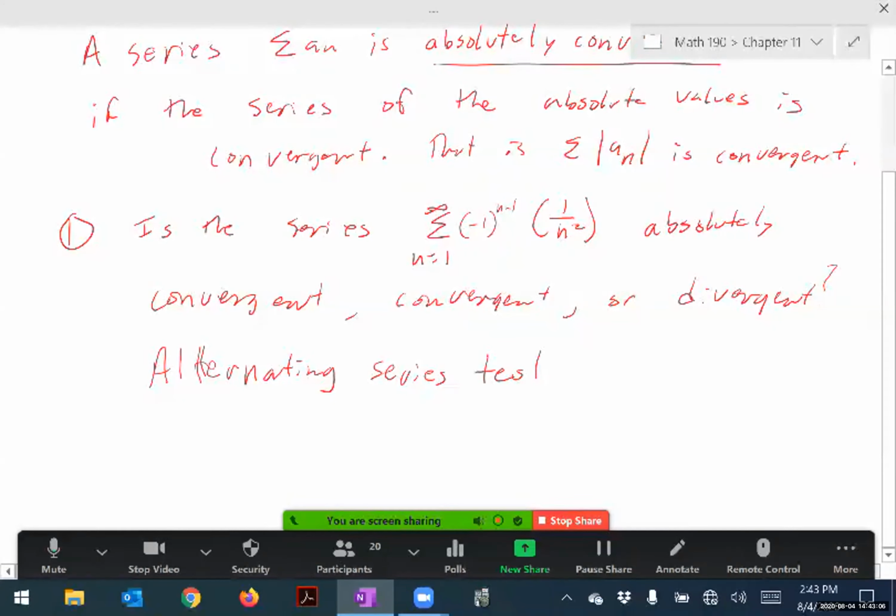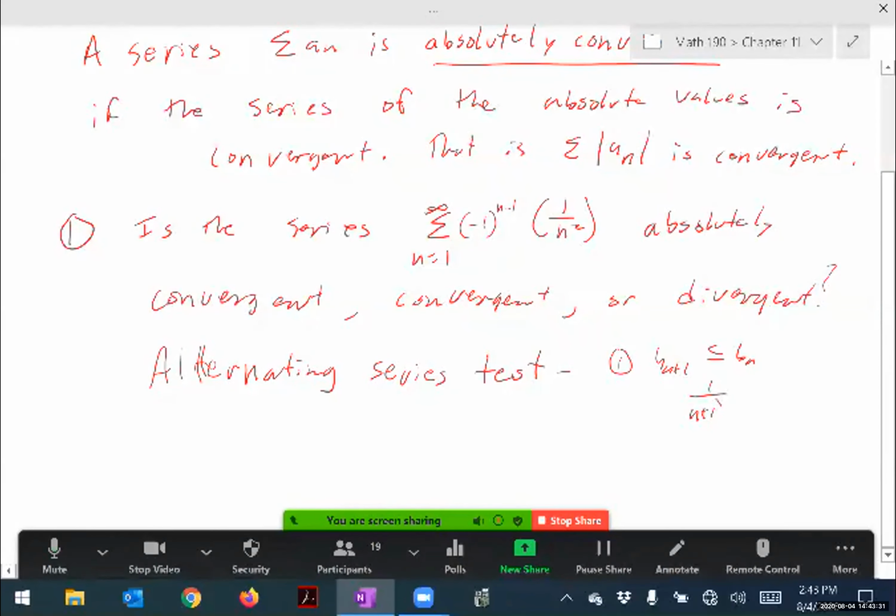By the alternating series test, we need to check two things. First, are the terms decreasing, that is, is b_{n+1} less than or equal to b_n? We can easily prove that yes, 1 over (n+1) squared is less than or equal to 1 over n squared for all n. It's going to go down.